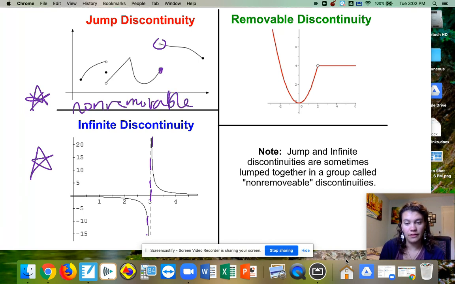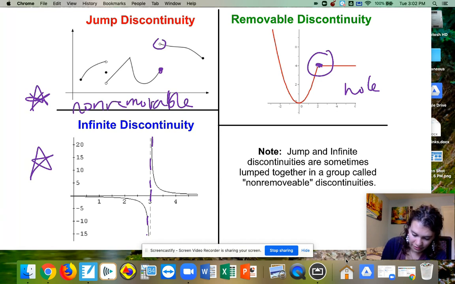So the last one is your removable discontinuity. This you can also think of as a hole. The reason they say it's removable is it's just discontinuous right there at that open circle. So I could define a value and plug that hole and make it continuous. I can't do that with the other ones.